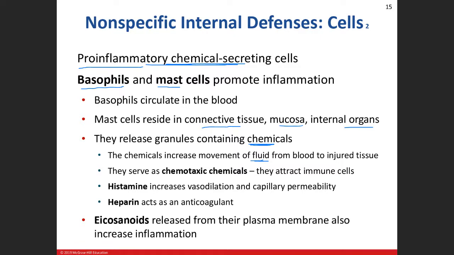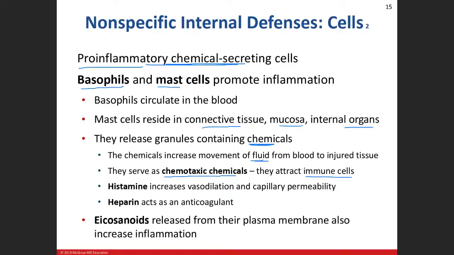The chemicals that they release are what we call chemotaxic chemicals, and those are attractive chemicals, mainly to immune cells. That's a chemical signature. These cells will release these chemicals into the area where we need inflammation to occur, if it's damaged tissue, and that will attract other cells to come there.